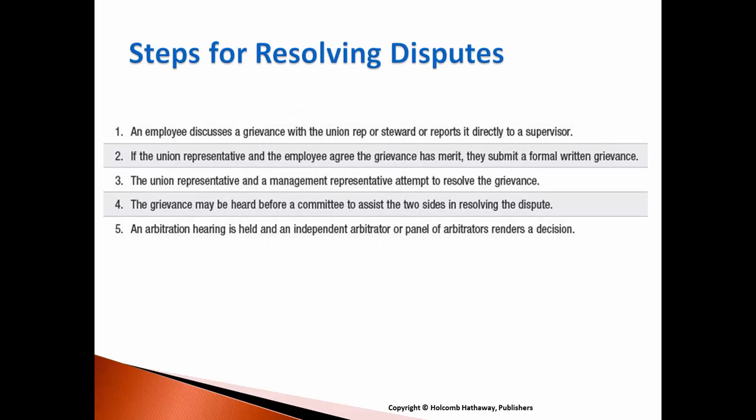Steps for resolving disputes. Number one, they start out with employees discussing a grievance with the union rep or steward, or reporting it directly to a supervisor.